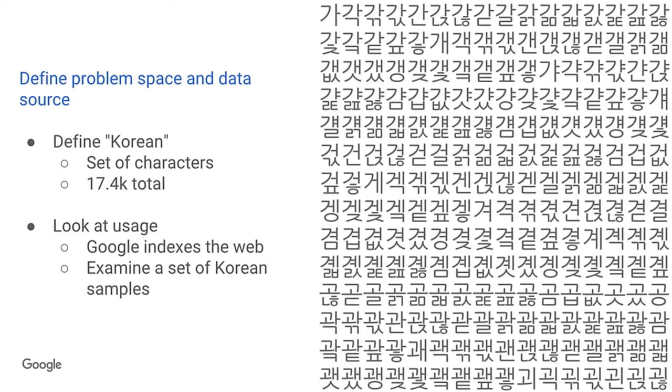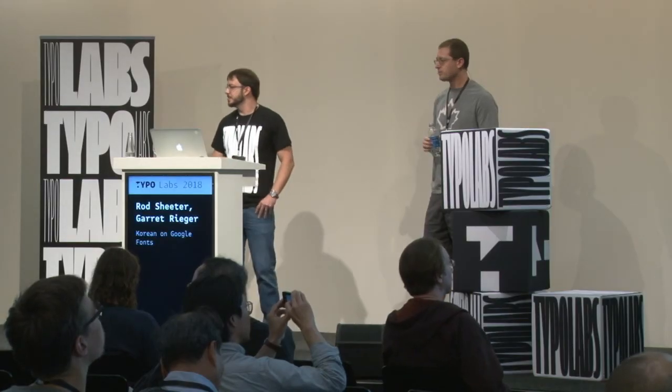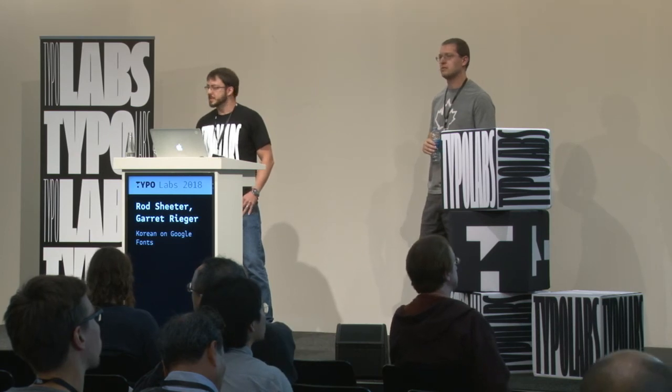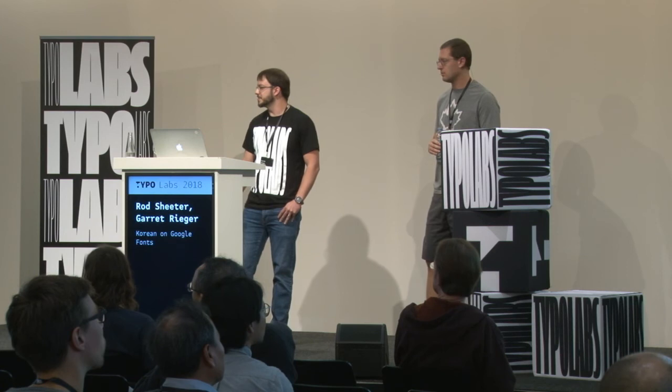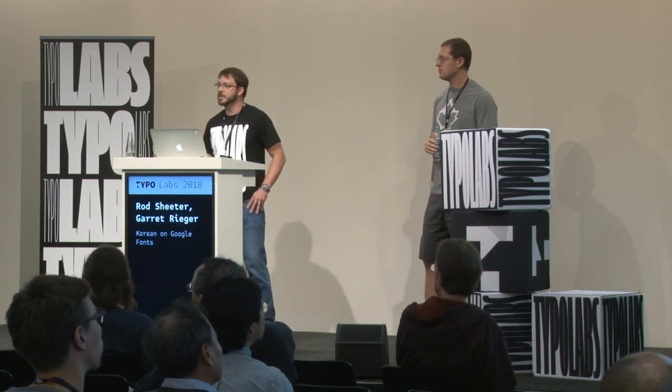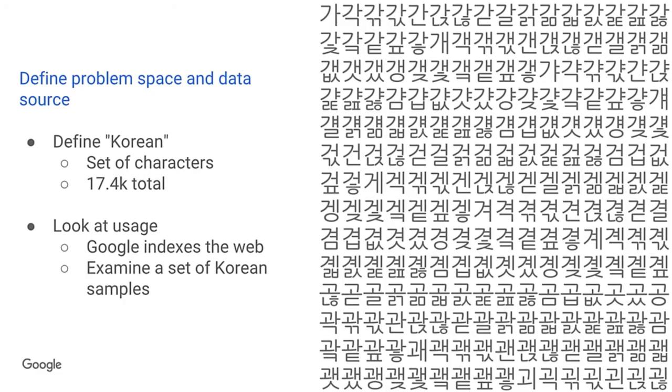Okay, so we made some observations on samples. We wanted to actually collect some real data on this and figure out exactly what everything's going to look like. To get started, we defined a Korean set of characters, which ended up being about 17,000 total. Next, Google regularly indexes the web, and we have access to this data. So we set out to pull a bunch of Korean samples from that index and then look at them in more detail.